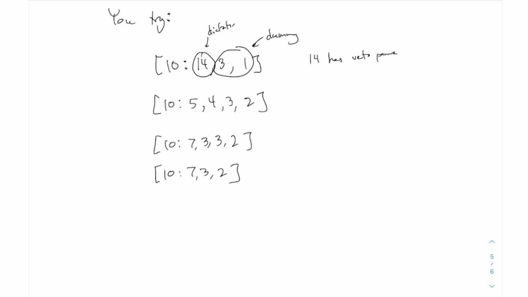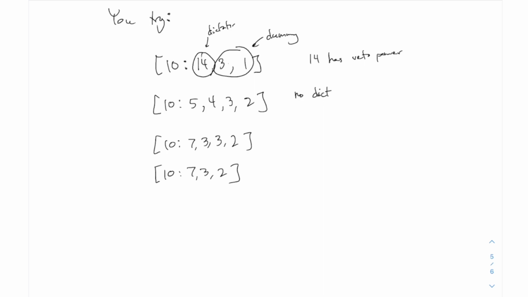Although, once you say they're a dictator, usually we don't also say that they also have veto power. All right, how about the next one? There's no dictator here because none of those numbers is equal or greater than 10. So no dictator.